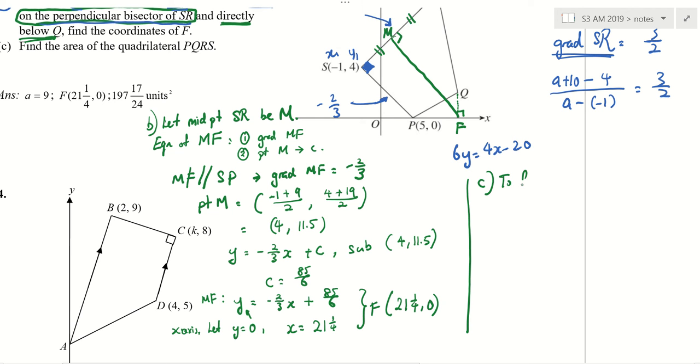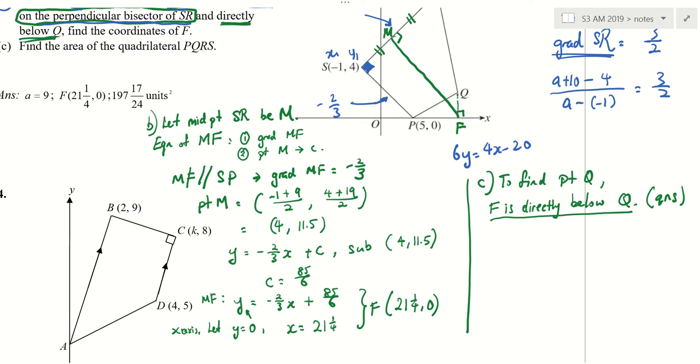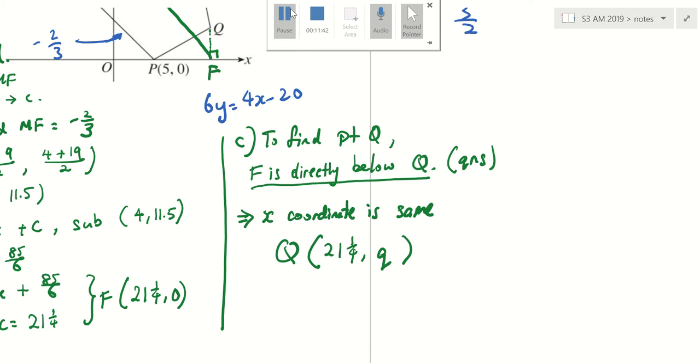Can you write down, to find point Q: F is directly below Q. Where do you find this sentence? This is in the question. Do you see that? I want you to understand what F is directly below Q means. This means the x coordinate is the same, which means point Q will be 21 and 1/4, comma small q. Okay, I pause here to let you absorb.